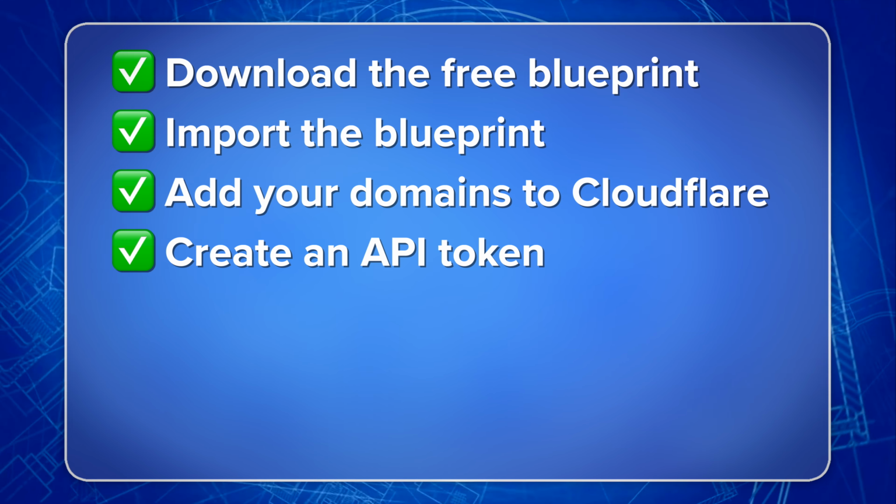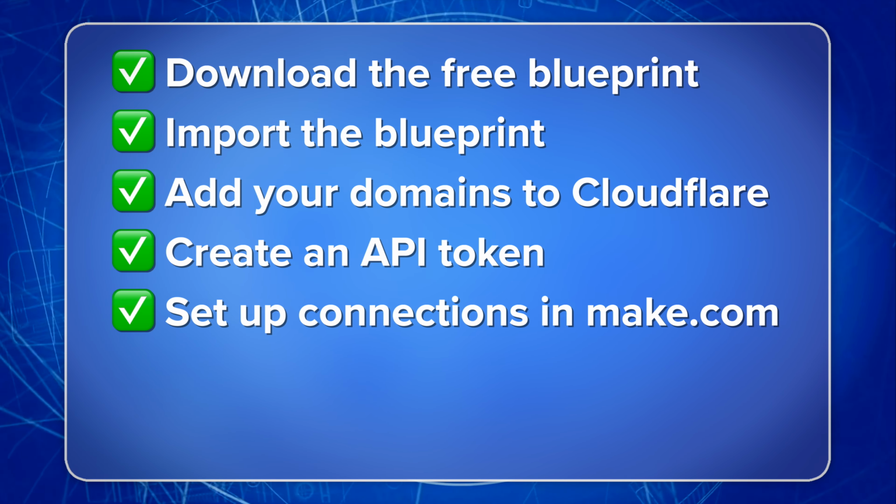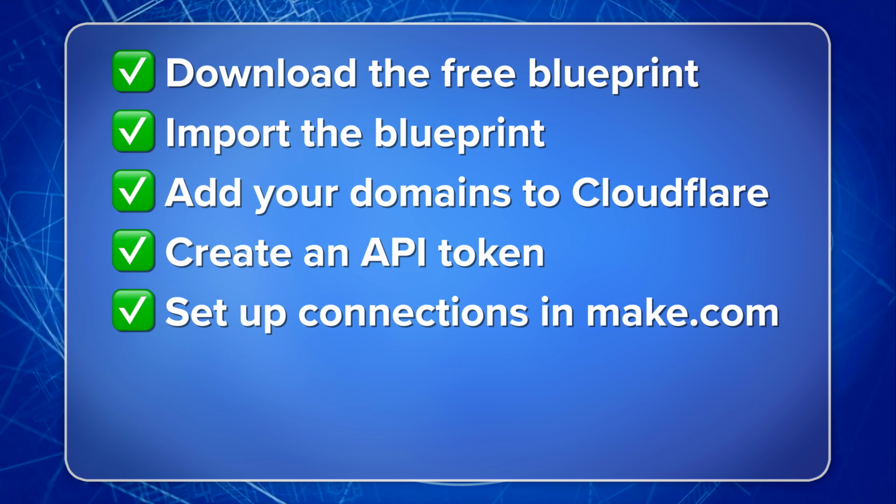Okay, let me walk you through this step by step. Don't worry, it's simpler than it sounds. Here is what you will do. Download the free blueprint from the link in the description. Import the blueprint into your make.com account. Add your domains to Cloudflare if they aren't already there. Create an API token in Cloudflare. Don't worry, I'll show you how. Set up connections in make.com. Prepare a Google Spreadsheet with a domain list. Hit run and see the magic.